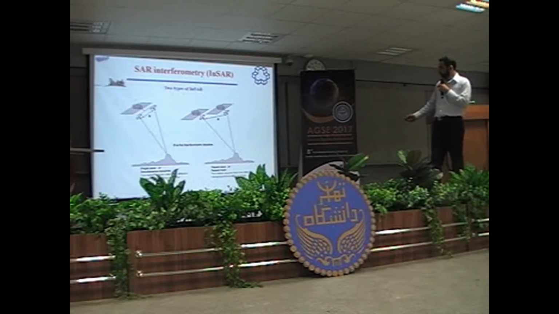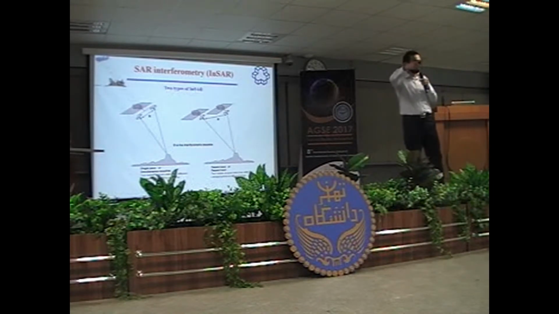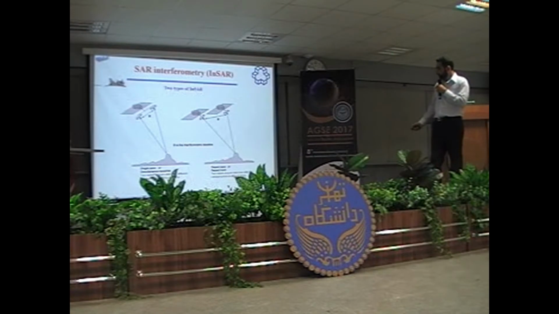But you can also use two satellites. One satellite takes an image, and the satellite goes and takes another image in another orbit. The same satellite, but in two different orbits. This is called repeat pass interferometry.